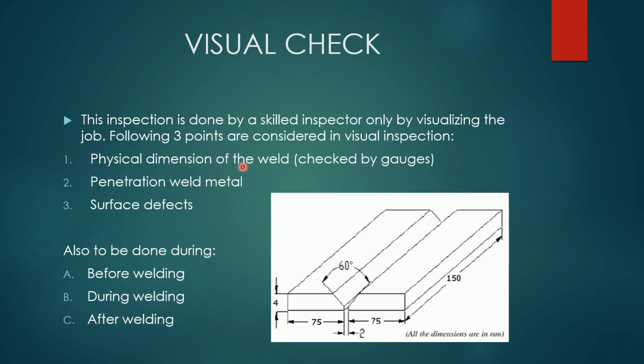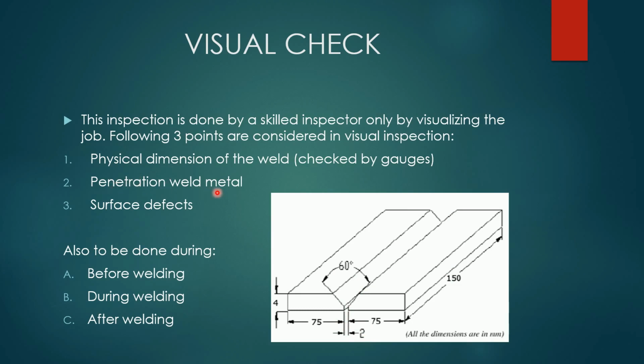So physical dimension of the weld is nothing but, let's say the setup of this welding butt joint is over here. The physical dimension of the weld means the length of this object, the length of this particular V groove. The V groove is made over here, which has a 60-degree angle. You can see one gap is there, which is 2 mm. Right, so this kind of thing is checked before doing welding.